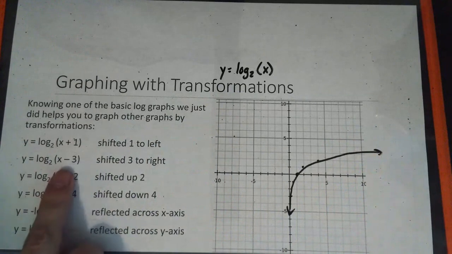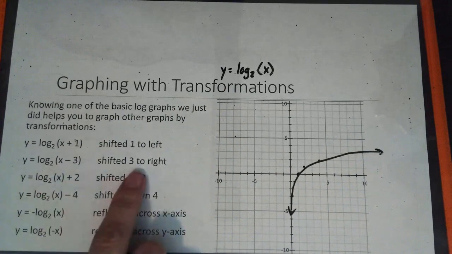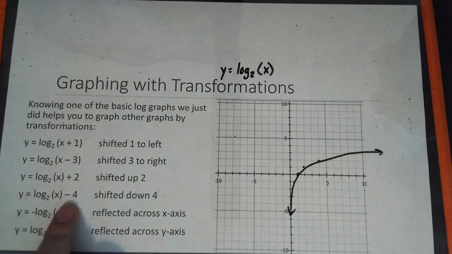Similarly, if we subtract 3 from the x, you would think we're moving to the left, but because it's the x direction, it's opposite, so that would move us 3 to the right. If we're adding and subtracting to the back of the function, so not directly to the x, that's going to move us up and down, and that's going to be normal. So plus 2 on the end moves us up 2, minus 4 on the end moves us down 4.